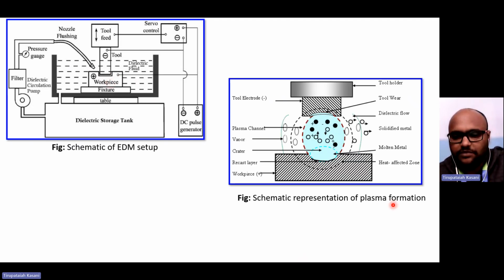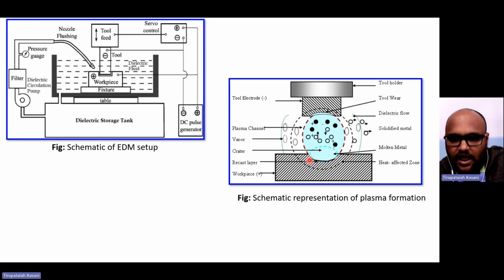Schematic representation of the plasma formation. See here, this is the tool holder and this is the tool electrode, that is negative, and this is the workpiece. Here, this is the tool wear, this small portion, and this is the molten metal. See here, this region will be the molten metal. This is the crater. See here, the recast layer.